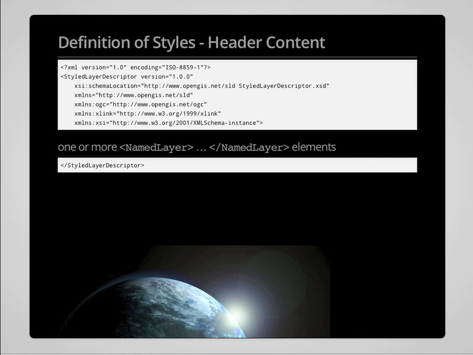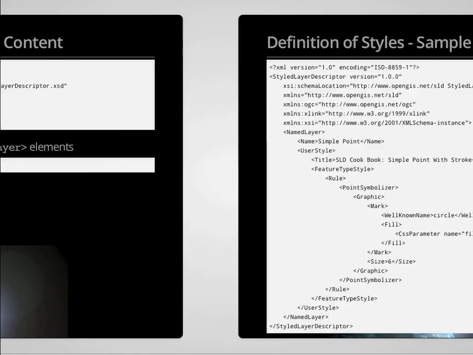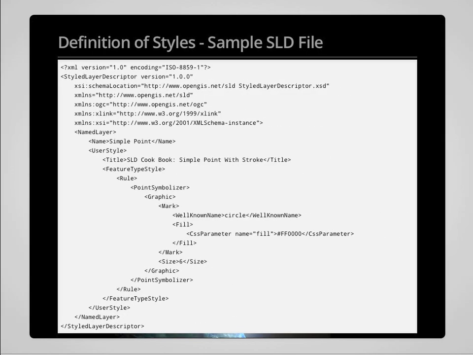This is what you would consider a complete SLD, which is illustrated in this sample file here, where you can see the header information here in the top. Then you can see the block associated with a named layer, and then the closing styled layer descriptor tag at the bottom. Again, as we look at the examples for the rest of the presentation, we will be concentrating only on the named layer section of the style definition, assuming that the header and closing styled layer descriptor are required to produce a complete SLD file.